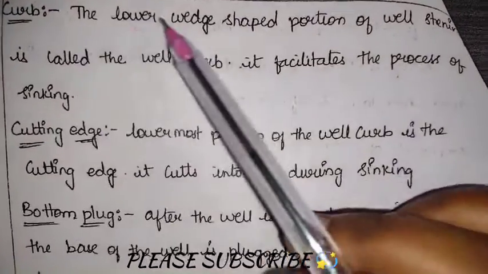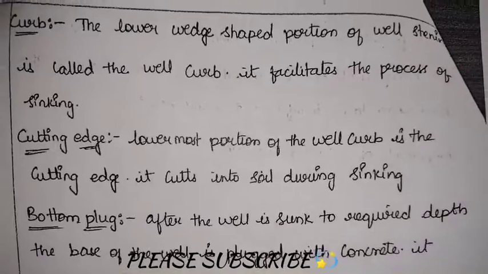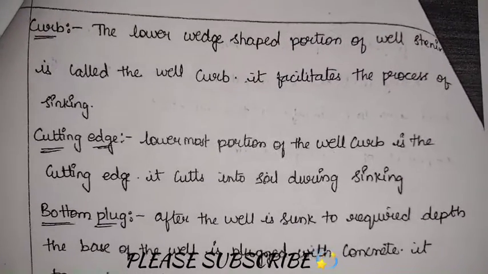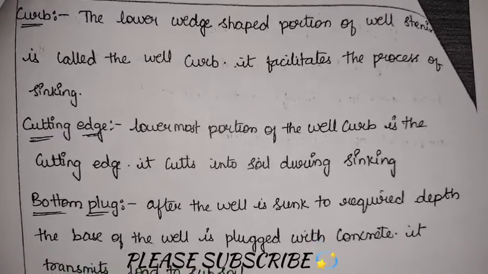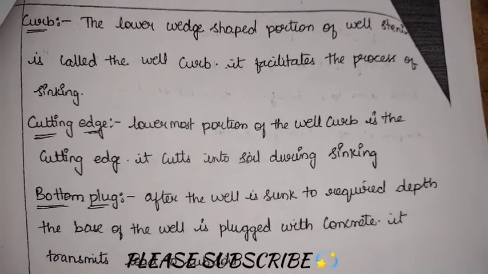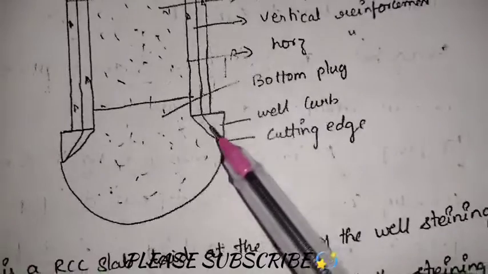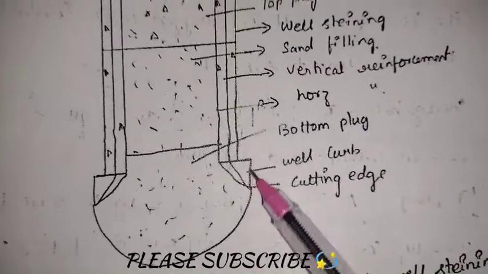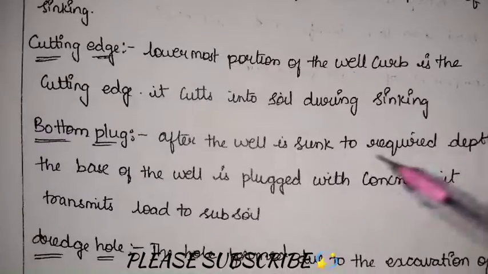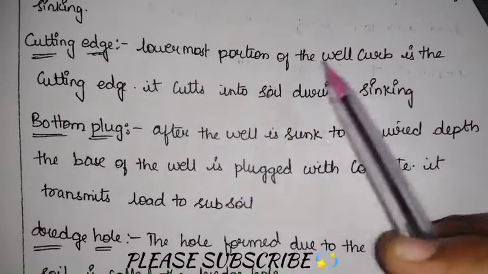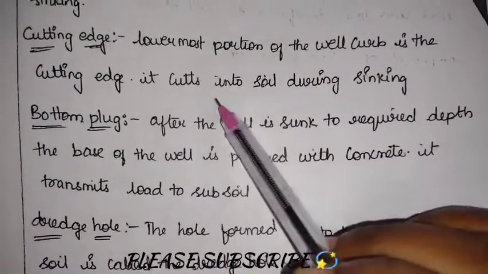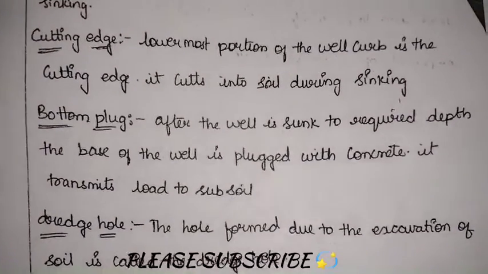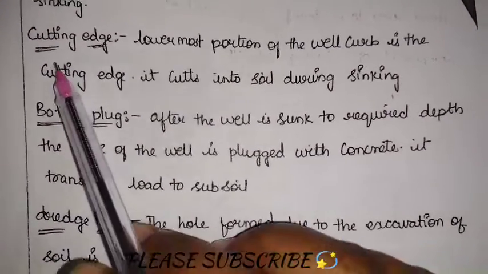Next we have the curb. The lower wedge-shaped portion of the well steining is called the well curb. It facilitates the process of sinking. I will show you in the diagram. See, this wedge-shaped portion we are terming as the well curb. Okay, this is the cutting edge. The lowermost portion of the well curb is the cutting edge. It cuts into soil during sinking. So, as it is cutting the soil during the sinking process, we are terming this one as the cutting edge.